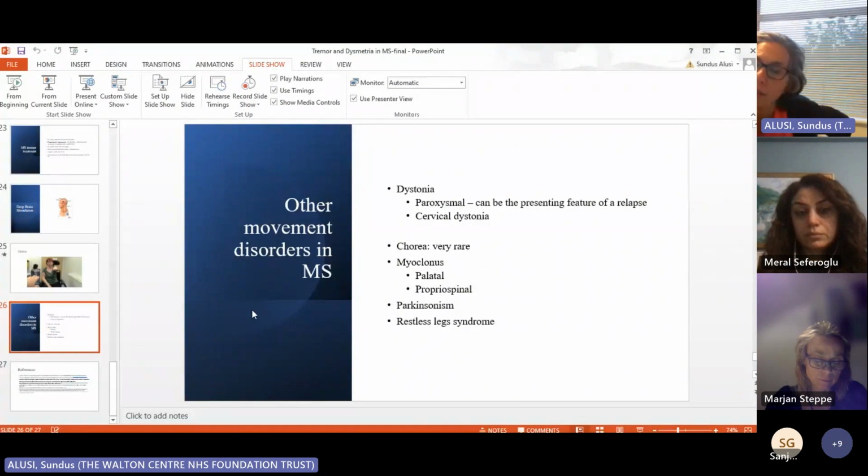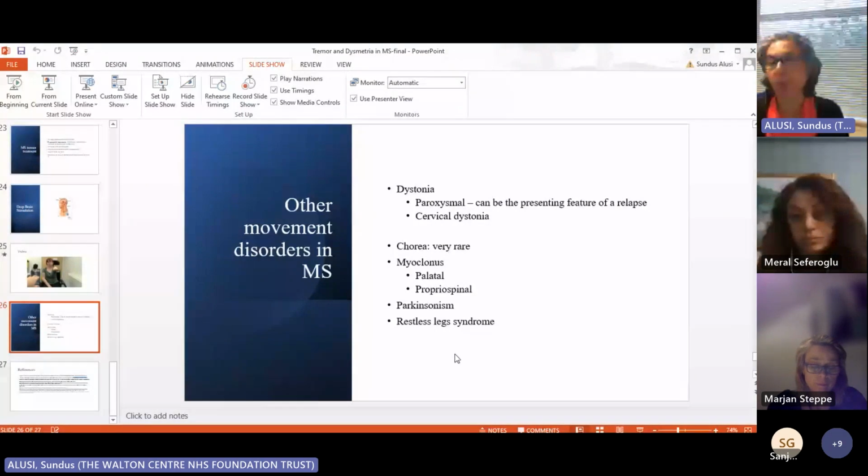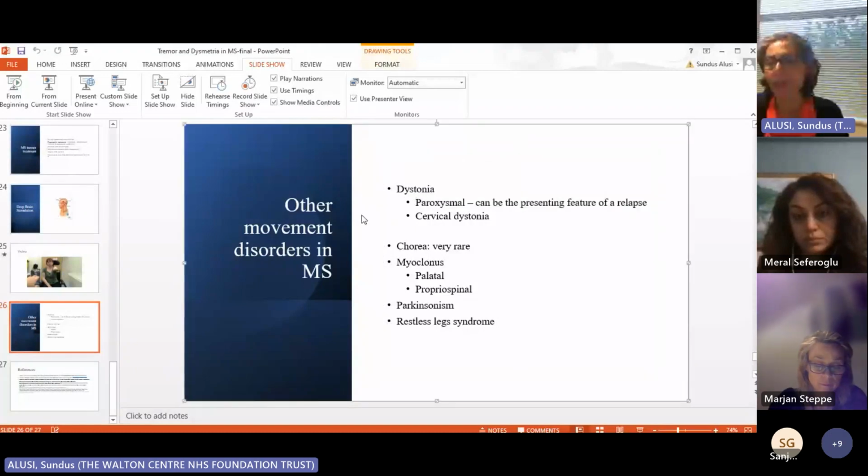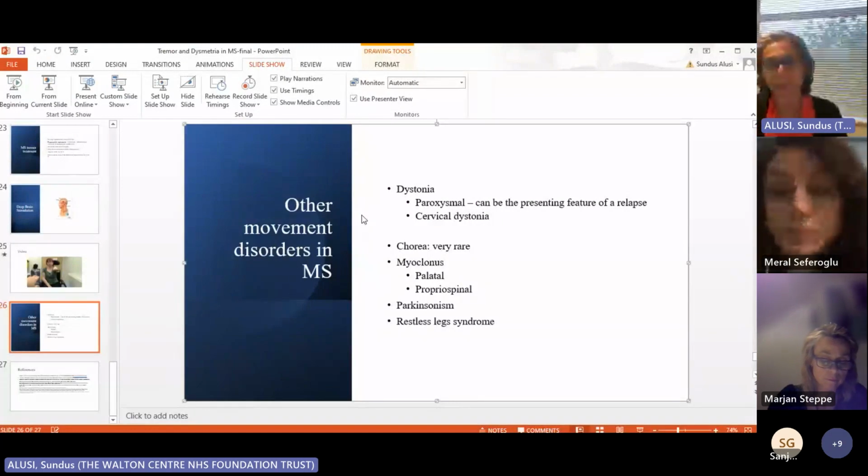And then also restless leg syndrome. It's more common in MS than the general population. So again, there is a bit of a link between the two. But please remember, these are not characteristic of multiple sclerosis at all. And if you see them, look elsewhere. The only one I would say is paroxysmal dystonia. So that's sudden, painful, abnormal postures.